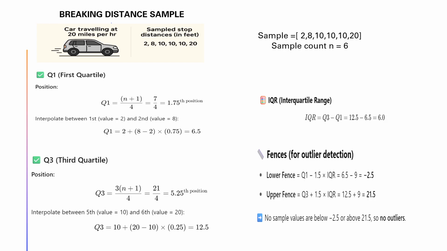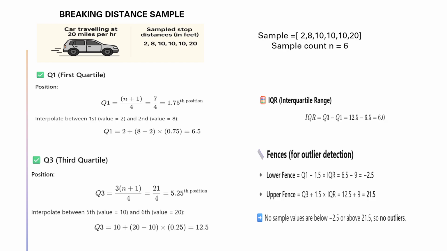And the third quartile Q3 is 3 times (n plus 1) by 4, which is the 5.25th position. And in this example, it is 10 plus 0.25 times the 6th minus the 5th position value, which comes out to be 12.5. And the interquartile range is the difference between Q3 and Q1, which is equal to 6.